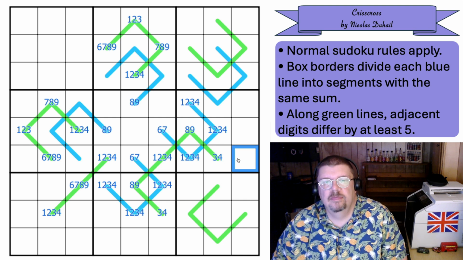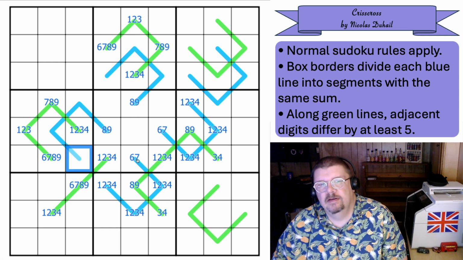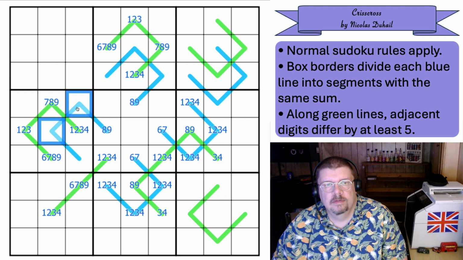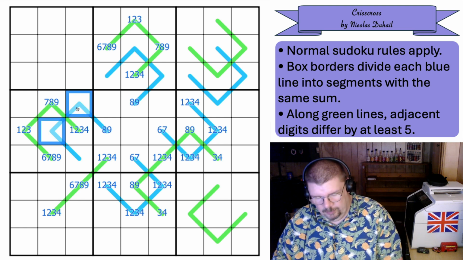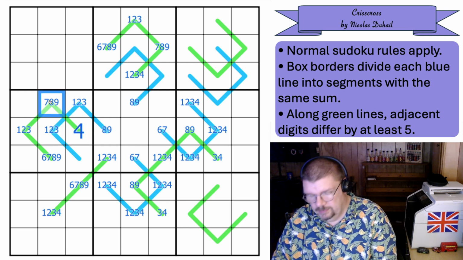Okay, this can't be from 1, 2, 3, and 4, because I've already got 4 of those in the box. This can't be from 1, 2, 3, and 4, because I know that I've got 2 that are on here somewhere. In fact, 1, 2, 3, 4, I've actually got 4 in the row. So that can't be from 1, 2, 3, and 4, and therefore these must be the low digits, 1, 2, and 3. That makes this a 4, which makes this 9.